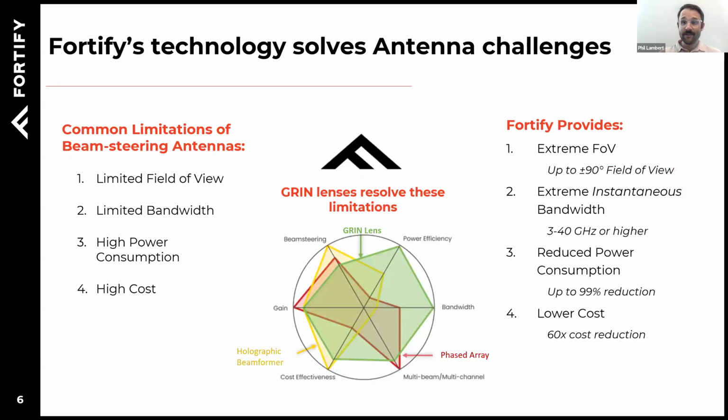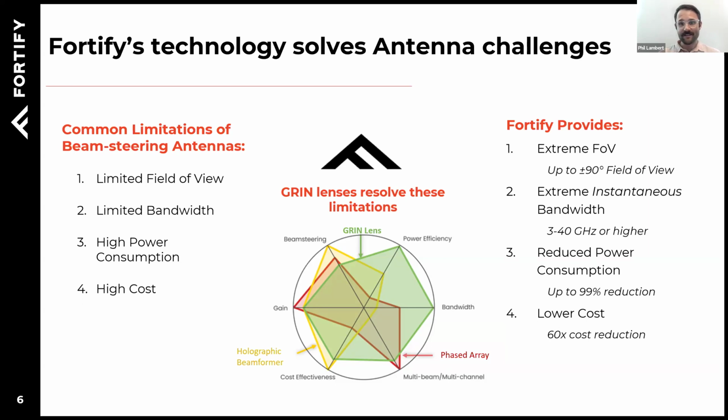And so these components that we make are to solve a variety of limitations specifically in beam steering antennas. Beam steering antennas tend to have limited field of view. They tend to have limited bandwidth, have high power consumption and high costs, especially if you're thinking about phased arrays or AESAs. And Fortify uses a concept called GRIN lensing to resolve many of these beam steering antenna limitations.